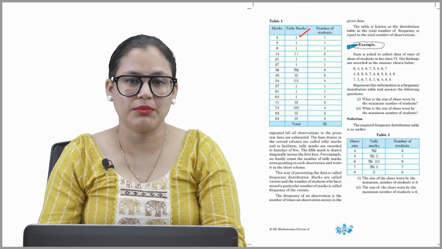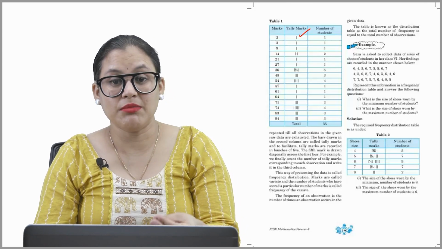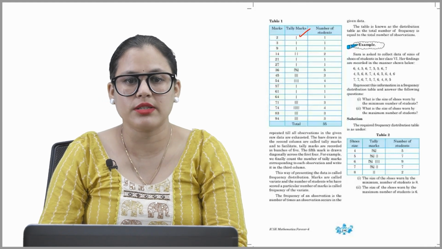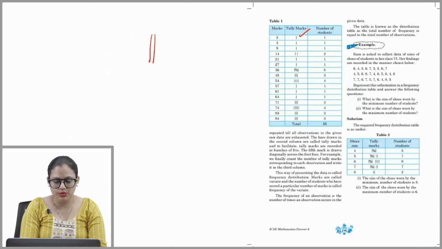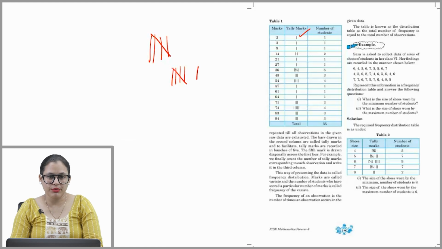See, these are the tally marks. And to facilitate counting, tally marks are recorded in bunches of 5. The 5th mark is drawn diagonally across the first four. That is 1, 2, 3, 4, and 5 is like this. And 6 is 1, 2, 3, 4, 5, 6. For example, we finally count the number of tally marks corresponding to each observation and write it in the third column, which is number of students, right?